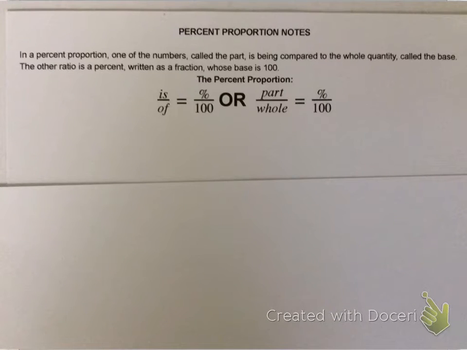Okay, and we're going to be using the percent proportion to find different parts of a percent, or an actual whole, or we're going to be finding the percent. We're going to be using two different percent proportions, and as you can see, they're right there. One of the numbers is called the part, and that's being compared to the whole quantity, called the base. The other ratio is the percent, and it's written as a fraction whose base is always 100.